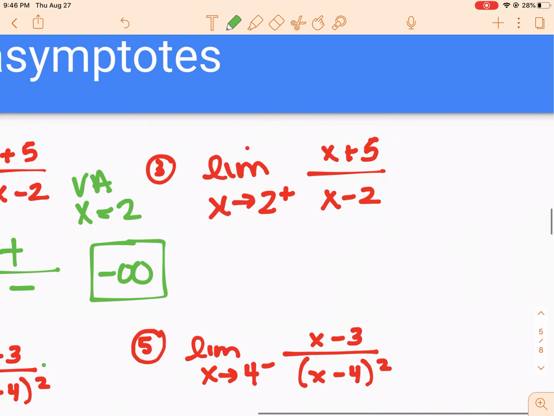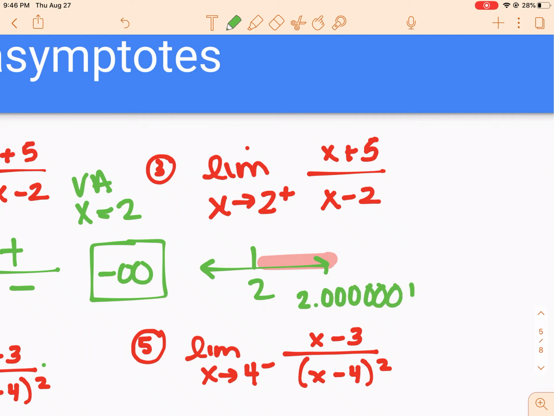On number 3, we are going to choose a value on that number line that is on the right side of 2. For example, I'd be choosing the number 2.0000001, okay? I'm just choosing a number bigger than 2. Well, if I substitute a number bigger than 2 into the numerator and I add 5, I get a positive. And if I put a number bigger than 2 in the denominator and I subtract 2, I still get a positive. So this one is going to positive infinity.